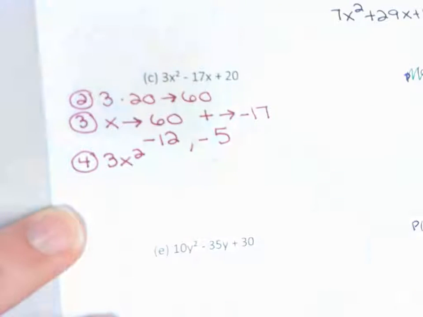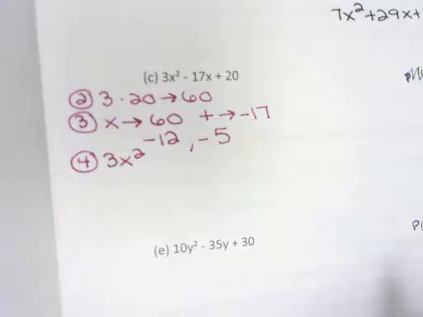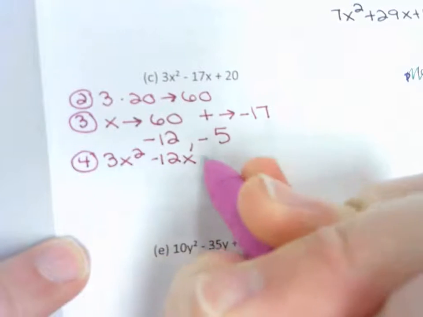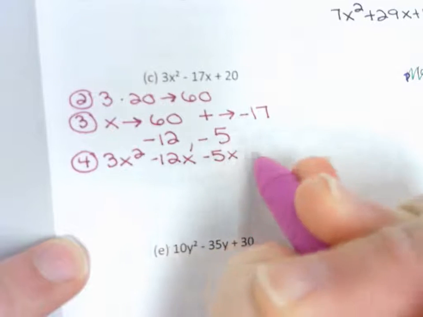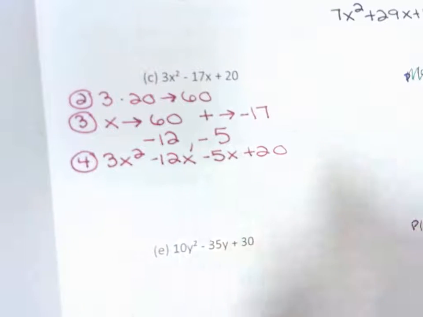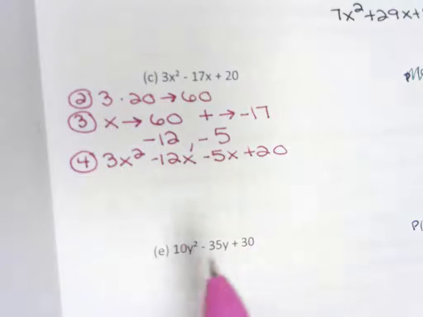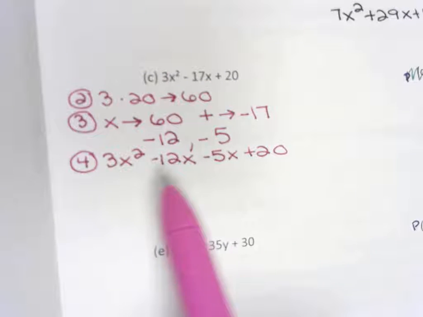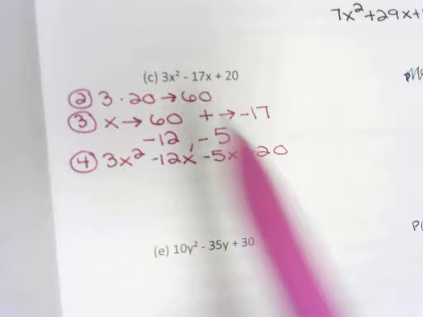The first part stays the same, 3x squared. Now it should always make sense. You can't just make up random numbers. So it should be the exact same thing: negative 12x minus 5x plus 20. We're just rewriting it. So the negative 12 and the negative 5, I'm just replacing negative 17. They have to be the same thing. They have to combine to give me a negative 17.